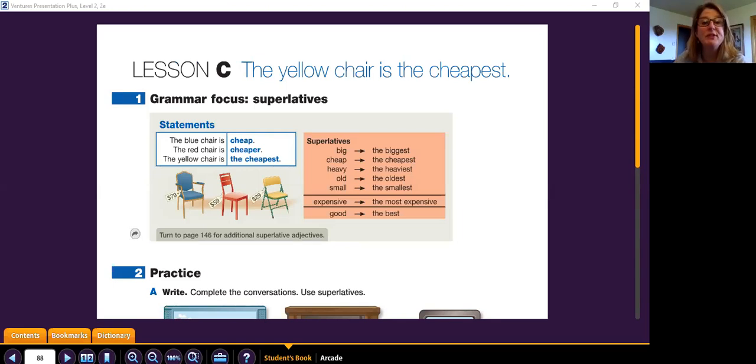So comparative and superlative. Comparative adjectives compare one noun to another noun. Like I said in lesson B, that's what we did. Superlative adjectives compare 3 or more nouns or one noun against a group of nouns. Okay, so here we go.